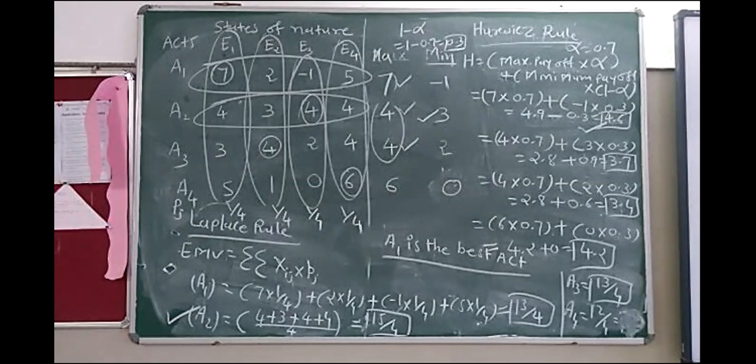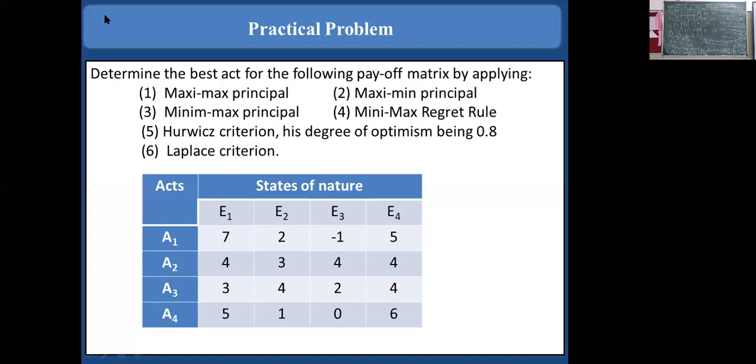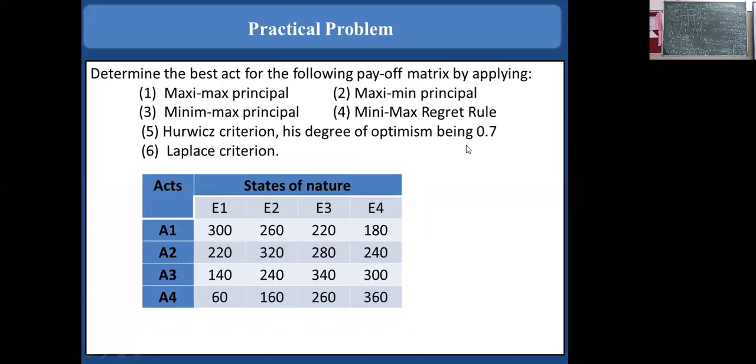Okay. Now, after this, please try to solve these two questions. Here in this question, the alpha was 0.8. We have used 0.7. It's okay, no problem. You can correct it as 0.7. Okay. Now, please try to solve this question. Note it down in your notebook and solve this.